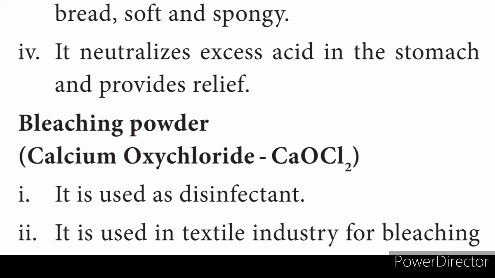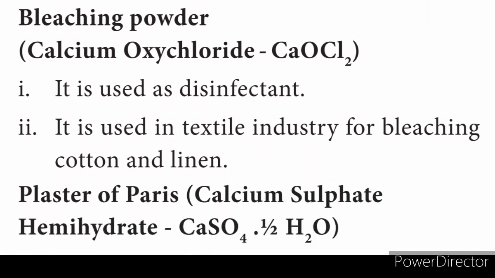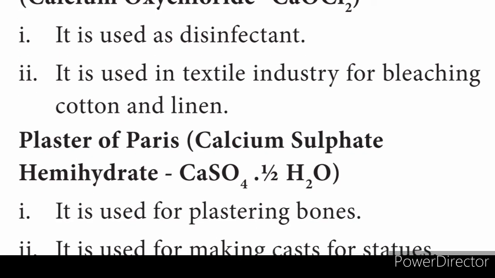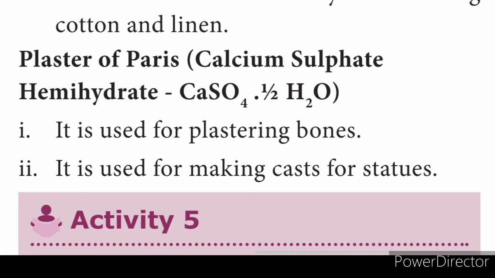Next, bleaching powder, calcium oxychloride, CaOCl2. It is used as a disinfectant, as a sprayer or a powder, which can easily stop infection. It is used in the textile industry for bleaching cotton and linen clothes.